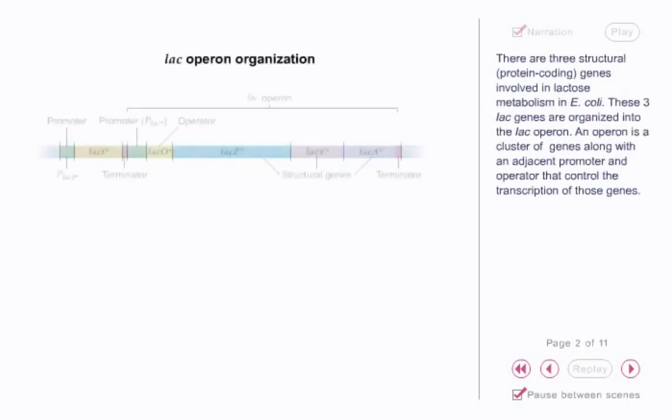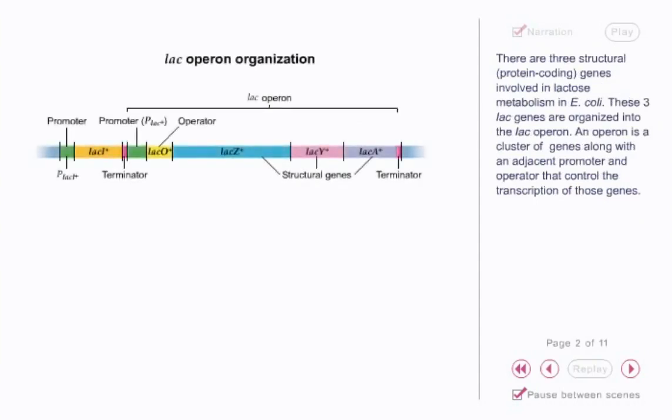There are 3 structural protein-coding genes involved in lactose metabolism in E. coli. These 3 lac genes are organized into the lac operon. An operon is a cluster of genes along with an adjacent promoter and operator that control the transcription of those genes.